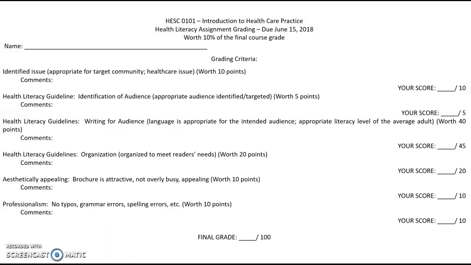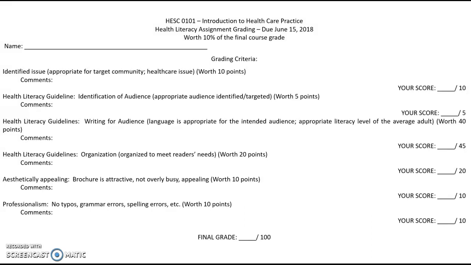Is it aesthetically pleasing? I'm not looking for just words on a page, because again, that's not going to be attractive or appealing to your target audience. So it should be attractive, and shouldn't be overly busy. That's worth 10 points. And then professionalism. Are there typos? Do you have grammatical errors? Are there spelling errors, etc.? That's a total of 10 points.